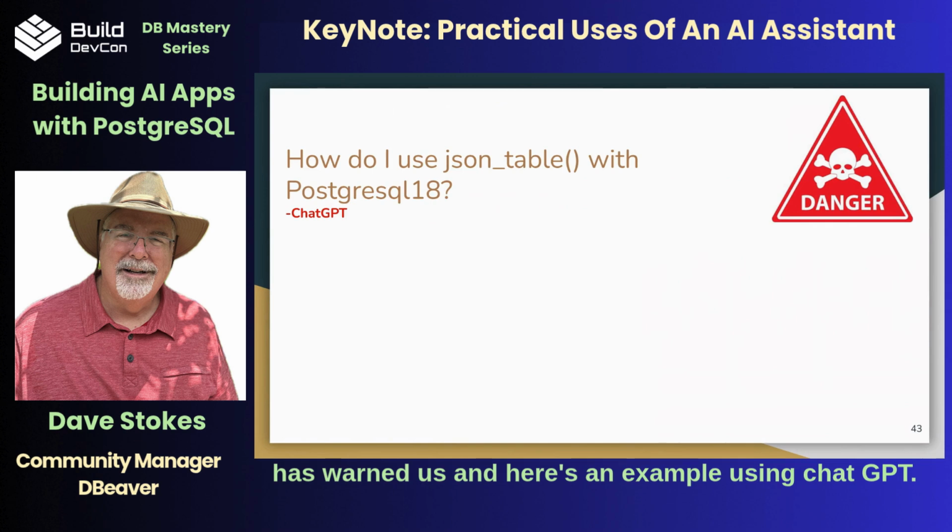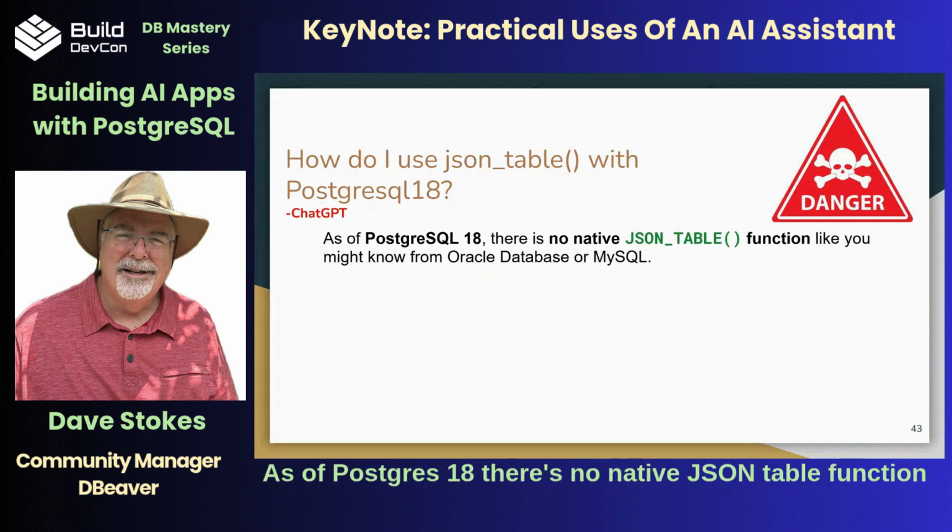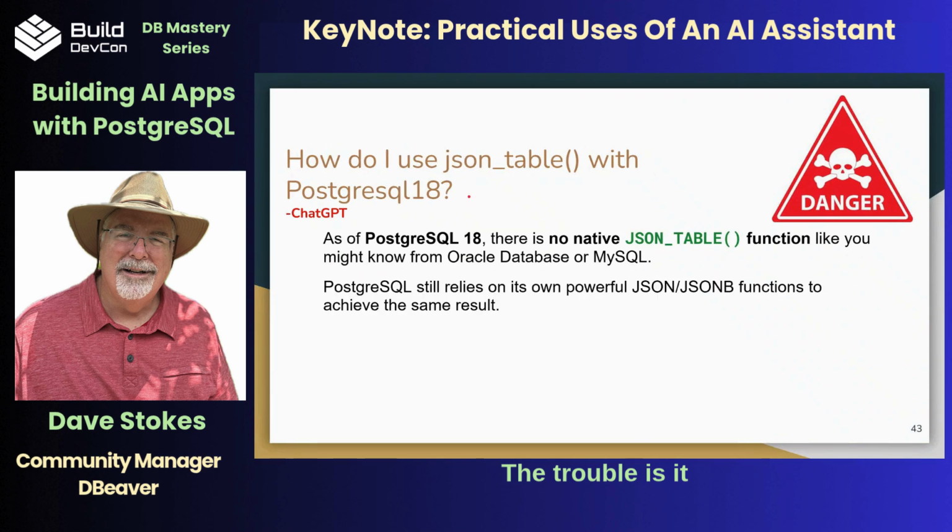And here's an example using ChatGPT. I just typed in a simple prompt for a talk I was doing: How do I use JSON_TABLE with Postgres 18? Well, JSON_TABLE was added to Postgres before Postgres 18, but ChatGPT does not know that. It says, as of Postgres 18, there's no native JSON_TABLE function like you might know from Oracle Database or MySQL. The trouble is, it thinks it knows what it's doing, but it's going to take you down this rabbit hole of using some other JSON/JSONB functions.